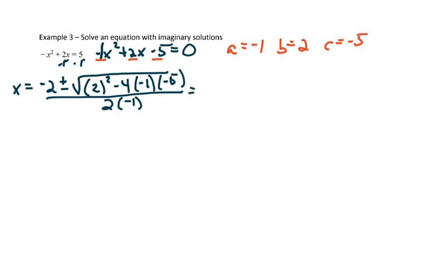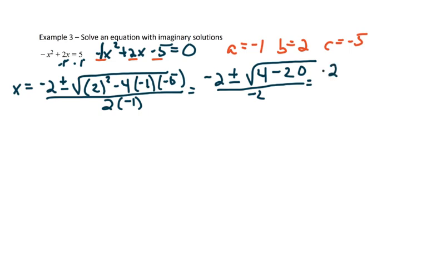All right, let's see what this simplifies out to. We got negative 2 plus or minus. That first number when I square it is 4. And I got negative 4 times negative 1 times negative 5 gives me negative 20. Right away I notice I'm going to have a negative underneath there, all over negative 2. So we simplify this out, we get negative 2 plus or minus, make sure you know that's a negative, plus or minus, big square root of 4 minus 20, that's negative 16, all over negative 2.